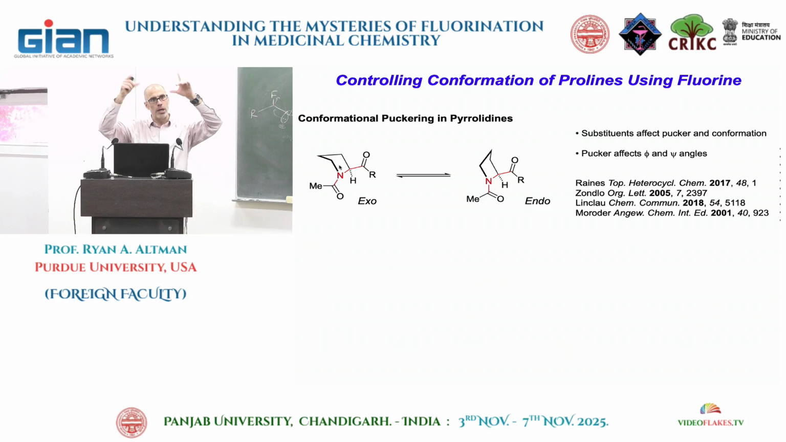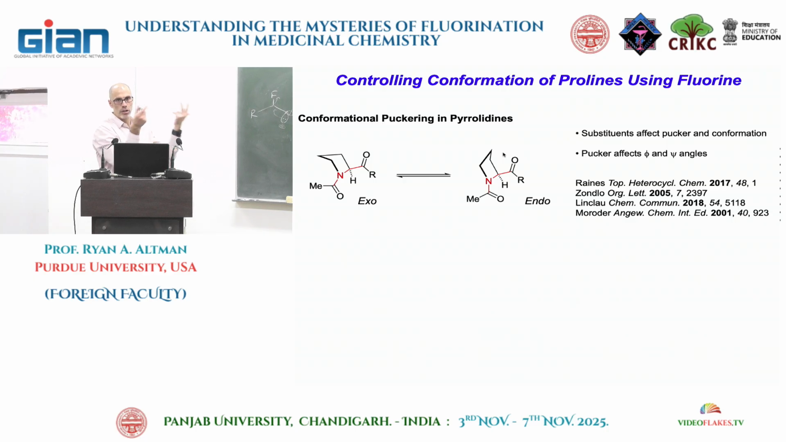You really have 2 pucker rings. You have one pucker in which the 5-membered ring, so if these 3 are close to coplanar, then you can pucker the ring one way, or that carbon can flip the other way, and that's what you see here. So you have 2 different envelope conformations there.